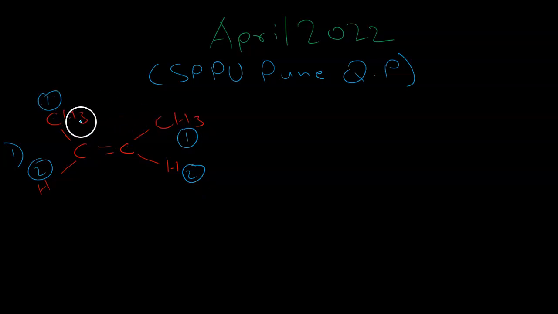So these two first priority groups are on the same side, so this geometrical isomer becomes a Z. When you are asked E and Z, don't just write Z isomer. If you write only the question number and only assign a Z isomer, you will not get the marks. So you have to draw the structure and assign the priorities for that purpose.